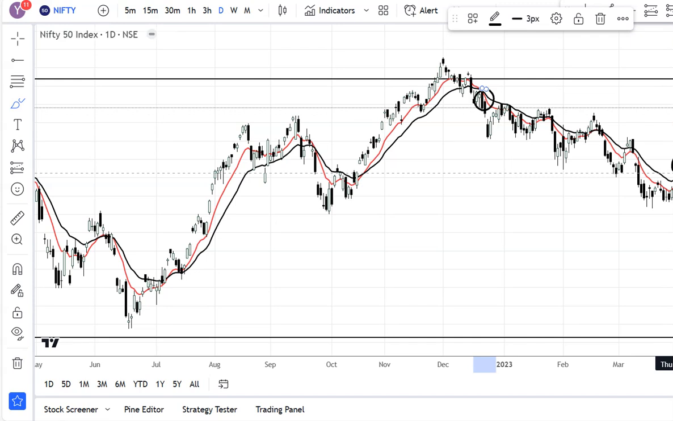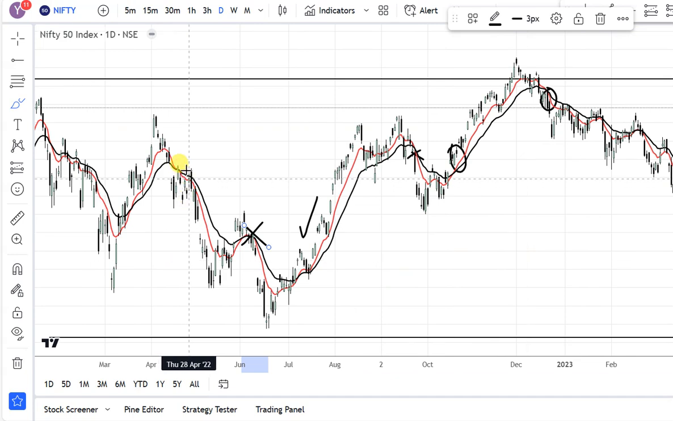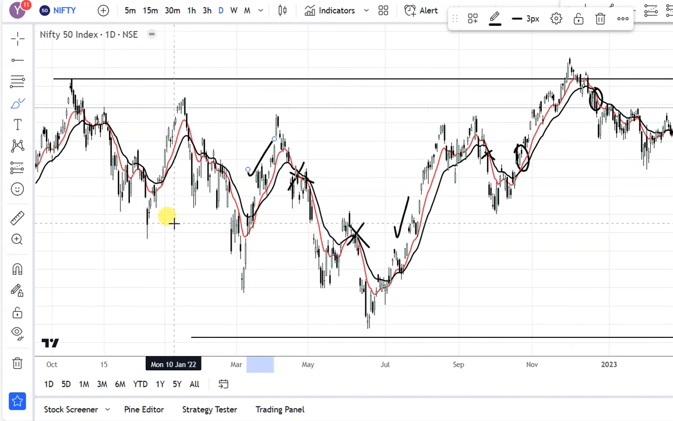Then again, when it is going up and 10 is going above 20, where monthly and weekly are bullish, start investing heavily. Go aggressive. See over here also: avoid investing here, invest at this point, avoid investing, avoid investing, invest here. This is how you can time your market.